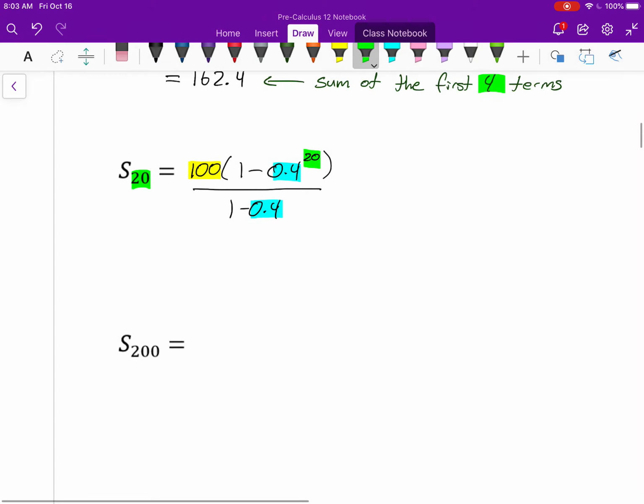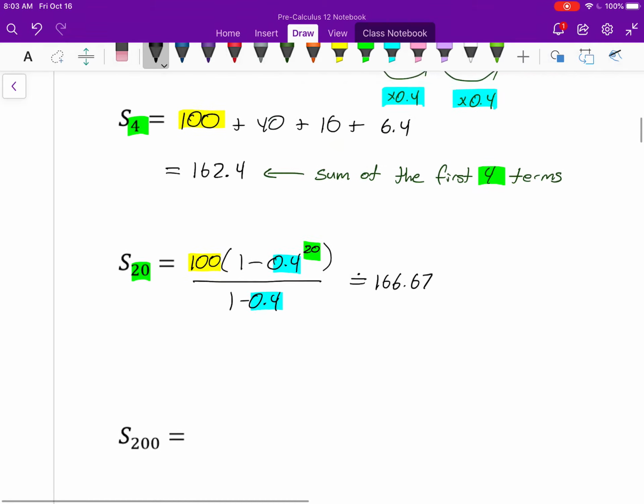Be careful when typing this into a calculator. I would generally recommend typing all of this first, finding what the numerator equals, and then dividing by this in brackets. You just need to make sure your order of operations is correct on your calculator. In this case, you should get about 166.67.